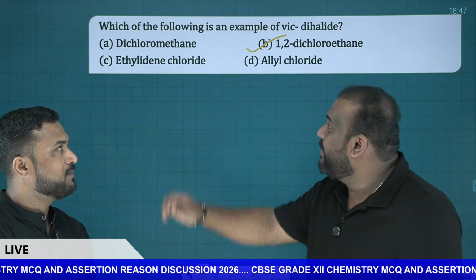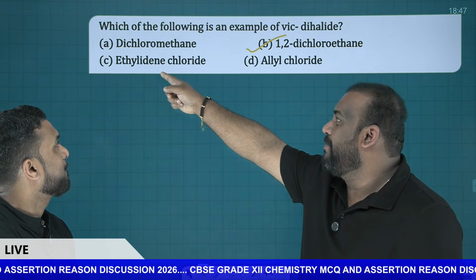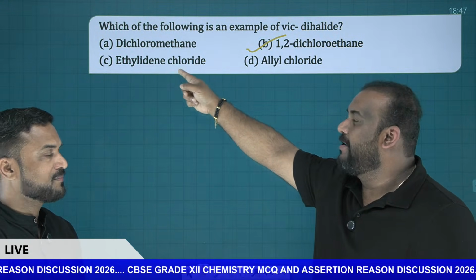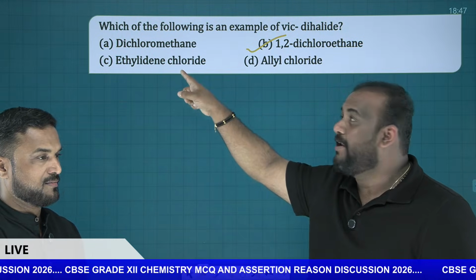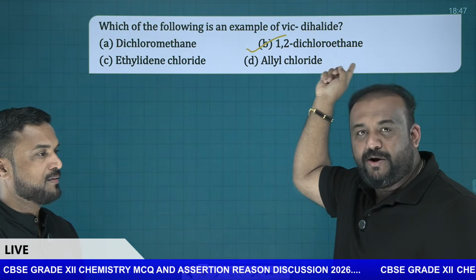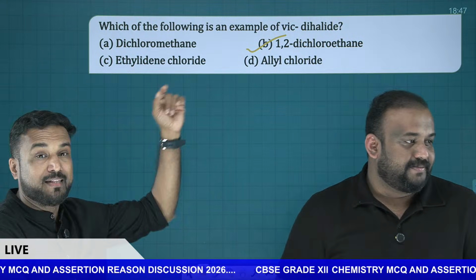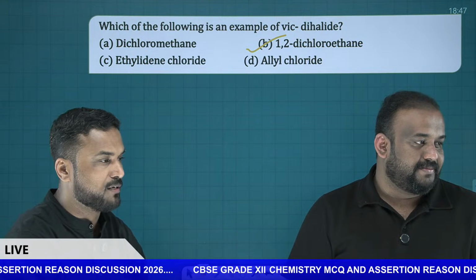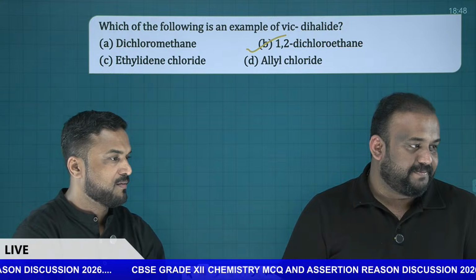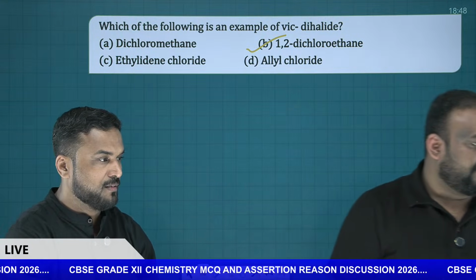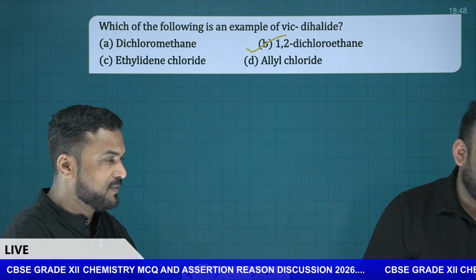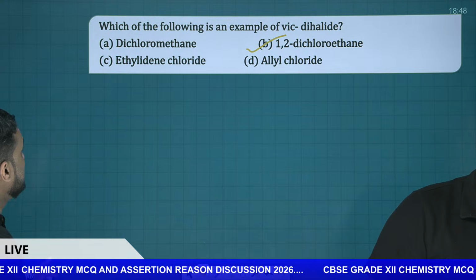Sometimes there is a catch here. They can give the name this way. If it is ethylidene chloride, it means the halogens are on the same carbon, so it's geminal. This is called ethylene dichloride. That also you need to remember. Ethylidene means geminal will come, and ethylene dichloride means only 1,2 will come. So fine. Shall we move to the next question?